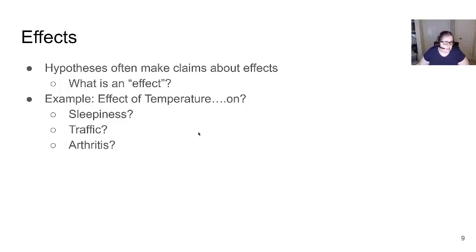Or I could ask you, what's the effect of temperature on arthritis? If you know anything about arthritis, it's the opposite. When it's really cold, arthritis gives us more pains in our joints. So in that sense, it's the opposite relationship. As temperature goes up, arthritis effects go down. Temperature goes down, arthritis effects go up. That's actually what we call a negative correlation when they're opposite. I'm not quizzing you on that. I'm just telling you that's what it is.